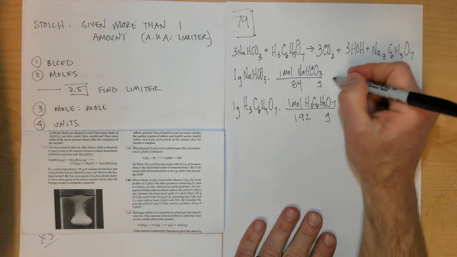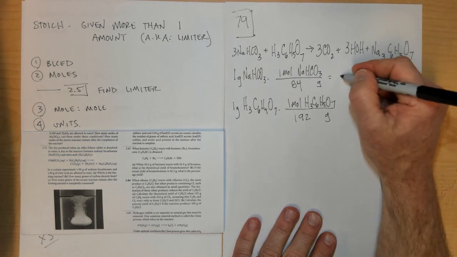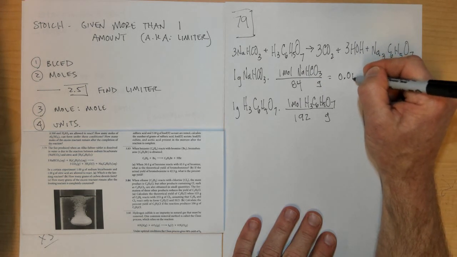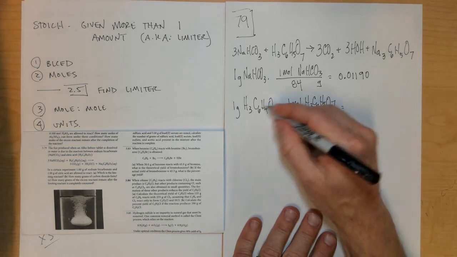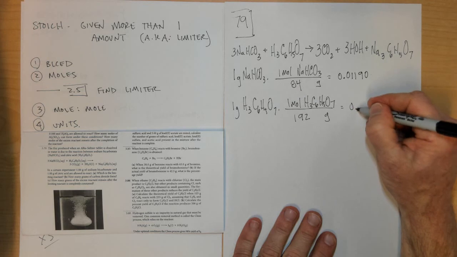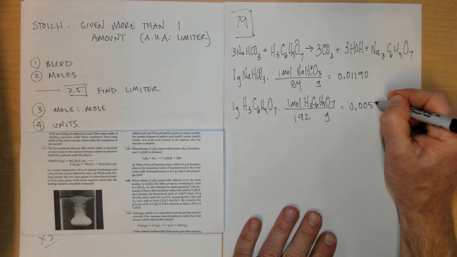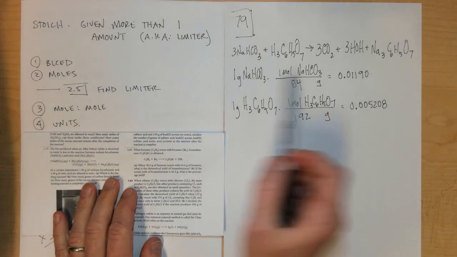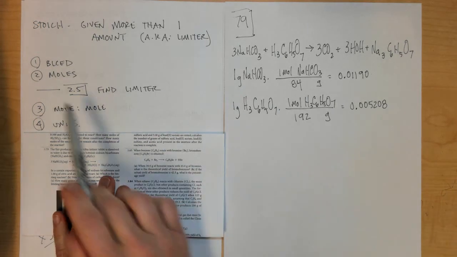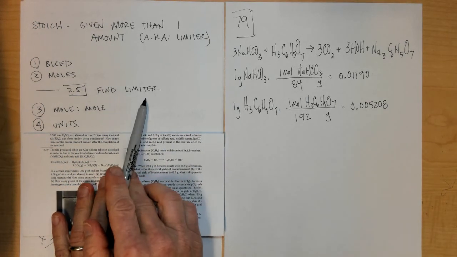Okay, so 1 divided by 84 in decimals, this turns out to be 0.0119. And for this one, 1 divided by 192 in decimals ends up being 0.005208. Lots of decimals and small numbers, and now it's not quite as easy to see which one's going to be the limiter because they're not nice whole numbers. So we're done with step 2. We converted to moles, and it was painful. Now we're on to step 2.5, find the limiter.